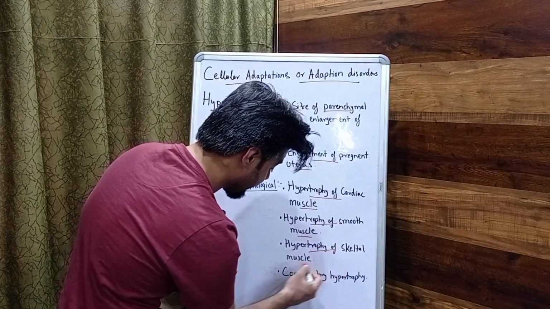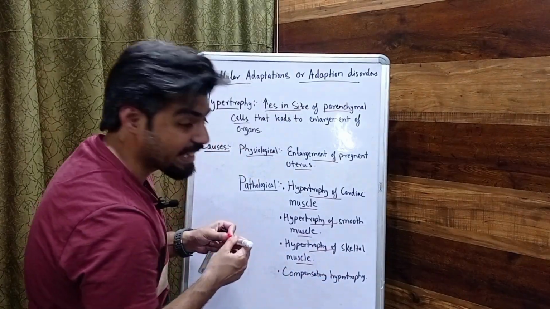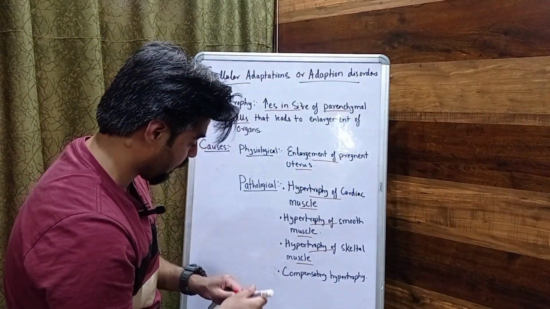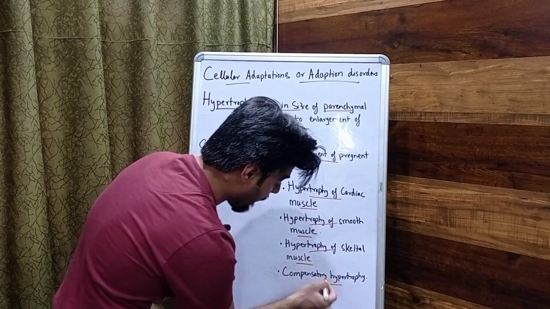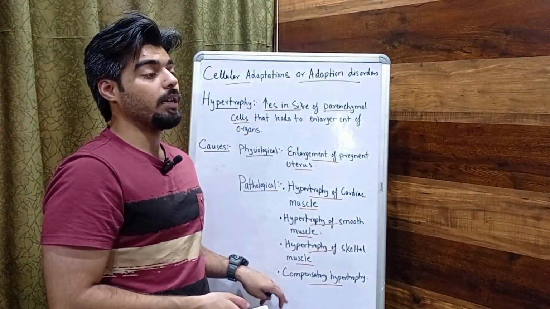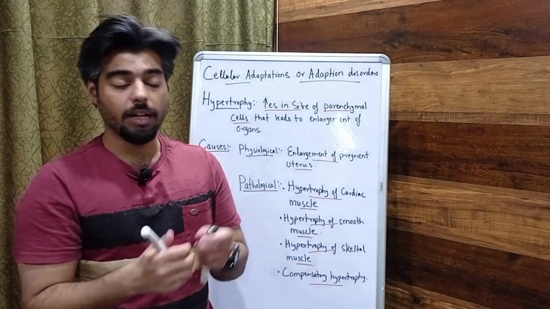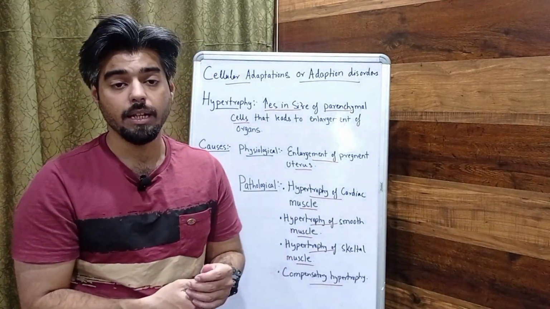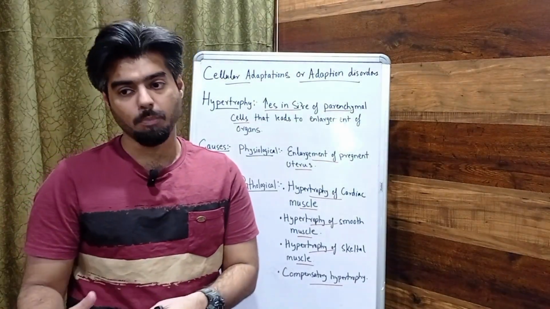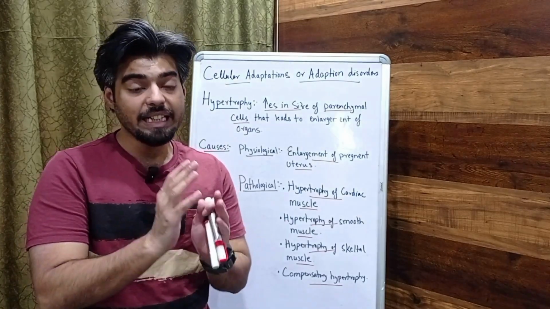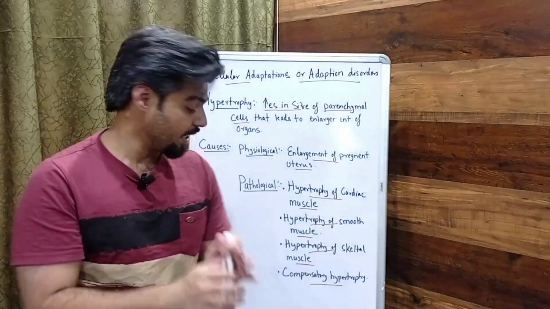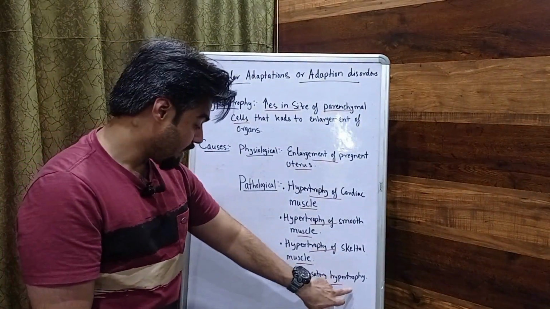hypertrophy of skeletal muscles. In skeletal muscles, you see those athletes, gym, bodybuilding, and compensatory hypertrophy. This is very interesting. Compensatory hypertrophy is the type of hypertrophy that happens, for example, once an organ is removed. For example, in nephrectomy, when one kidney is removed, the other kidney, which is already present in the body and functioning well, increases in size, in its parenchymal cells. So that's called compensatory hypertrophy.